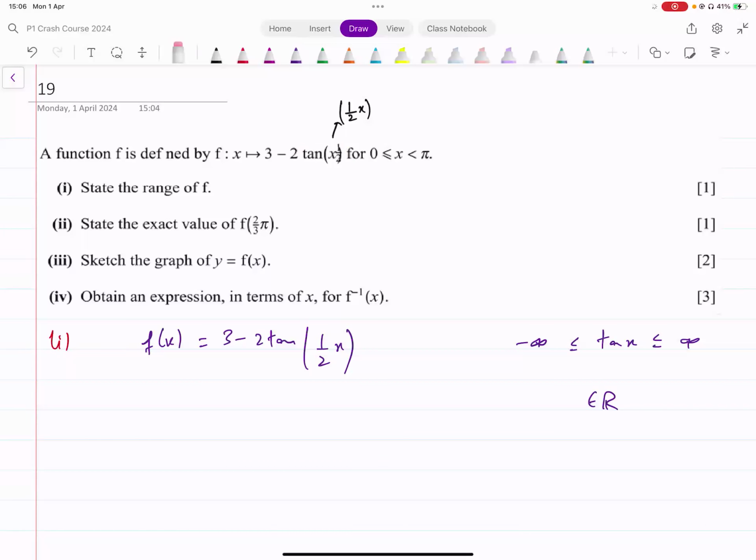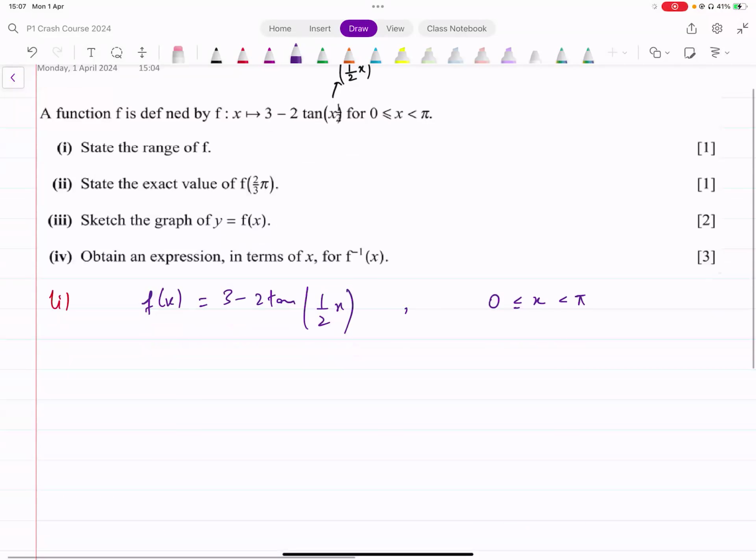But in this case, we are given that the domain of this function is from 0 to pi. Now it's not completing one full cycle. So how much cycle of tan is completed here? We need to think about that.